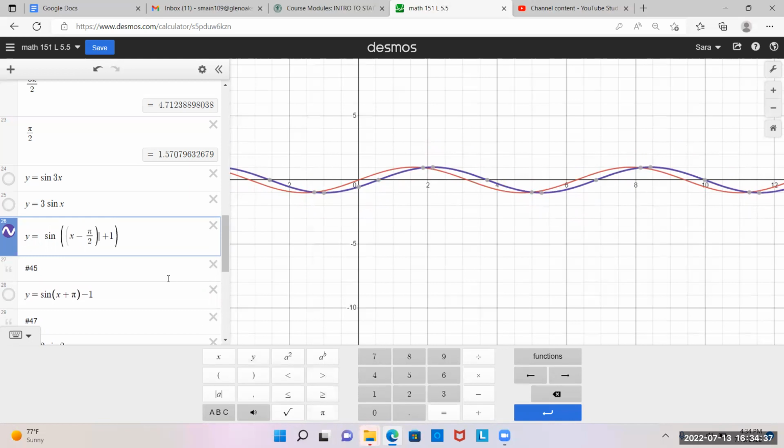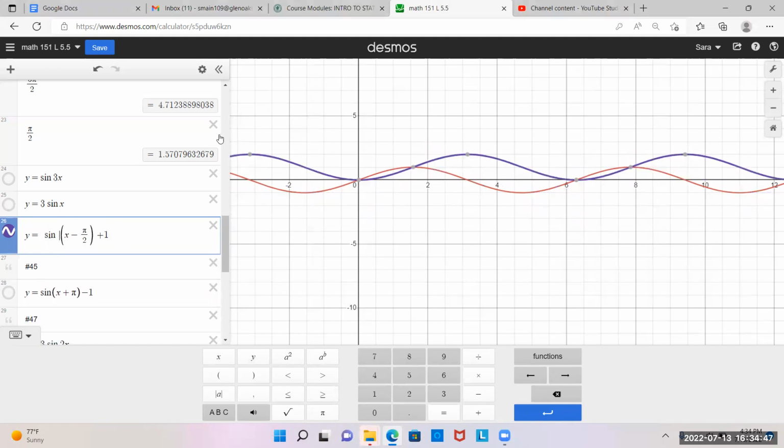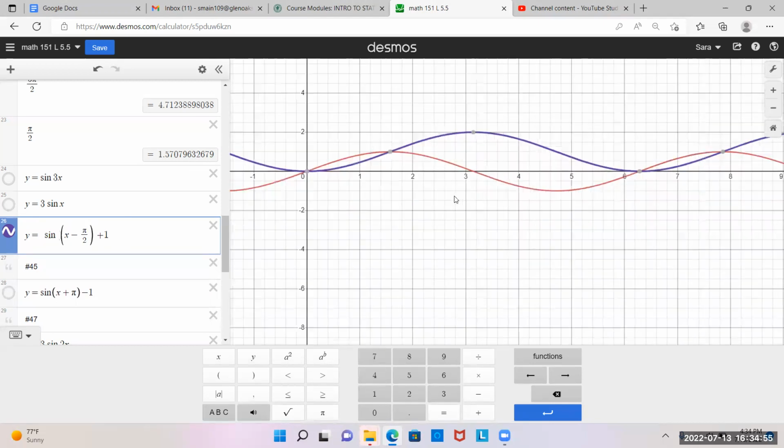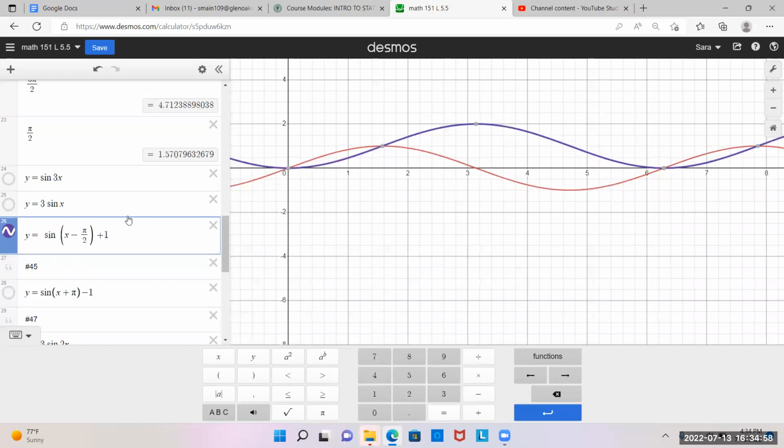Parentheses here. Oh, whoops. I want that to be afterward. There we go. Okay. So the purple one is still at 0. If we shift it a pi over 2, it's still at 0, and then it goes up whatever it is at pi over 2, and then goes up 1 after that. So that's how we get that to be a 2. So it's all about playing around with it.